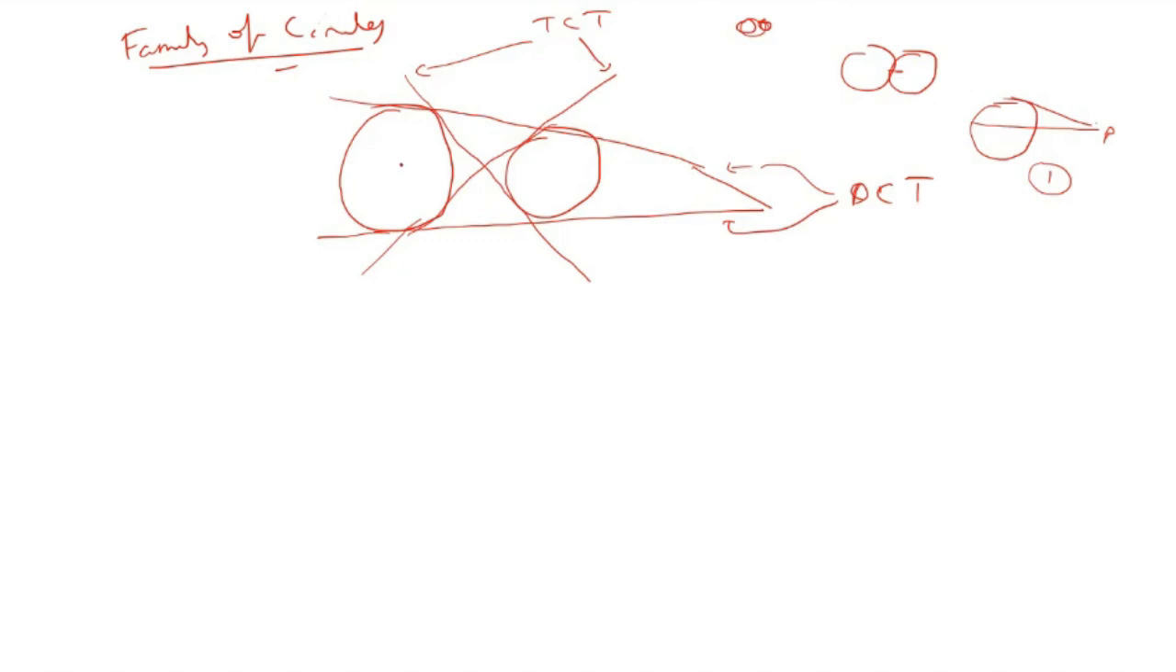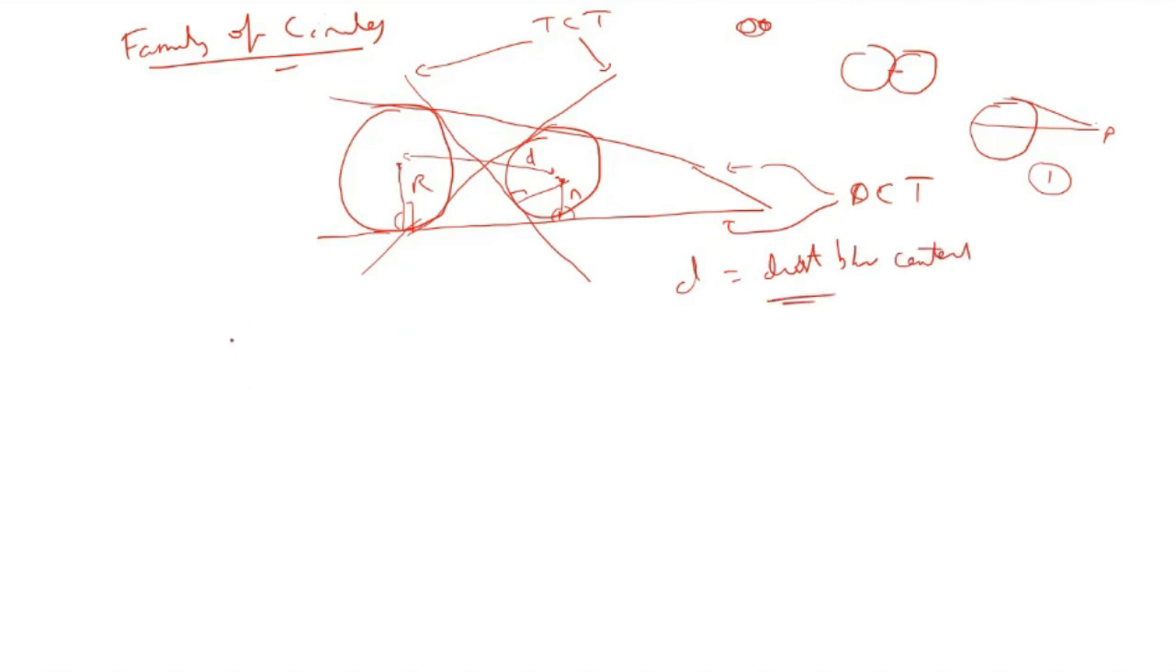Now, if this is the center of the bigger circle and this is the center of the smaller circle, of course these radii will be perpendicular to the tangent. The radius is always perpendicular to the tangent. So for example, if we draw a radius here, we mark this as capital R and this as small r, the bigger radius and the smaller radius. And the intercenter distance is d, let's say. So the distance between the centers is d.